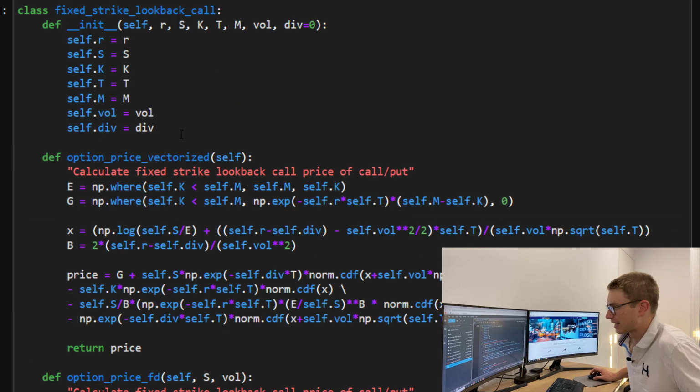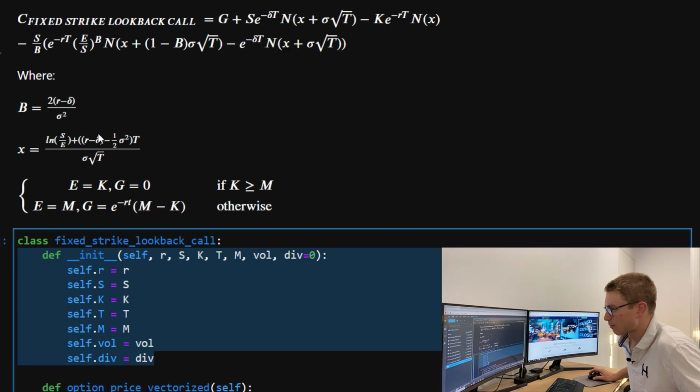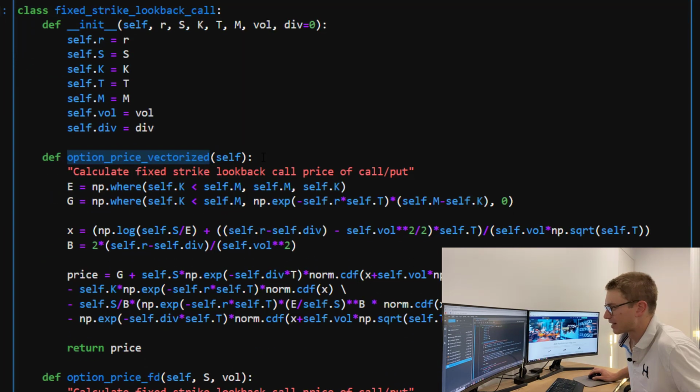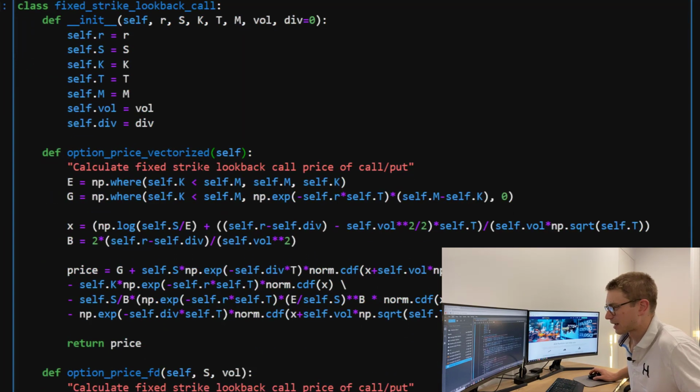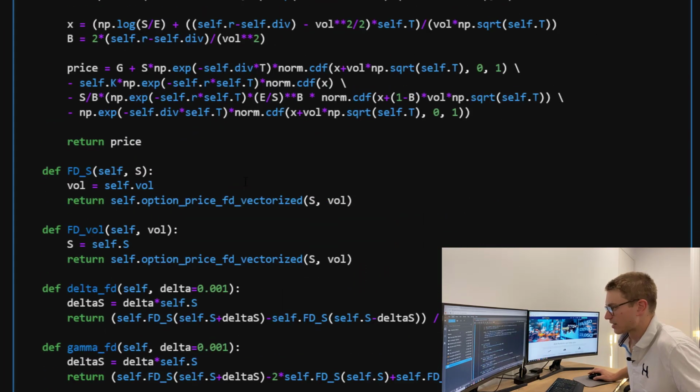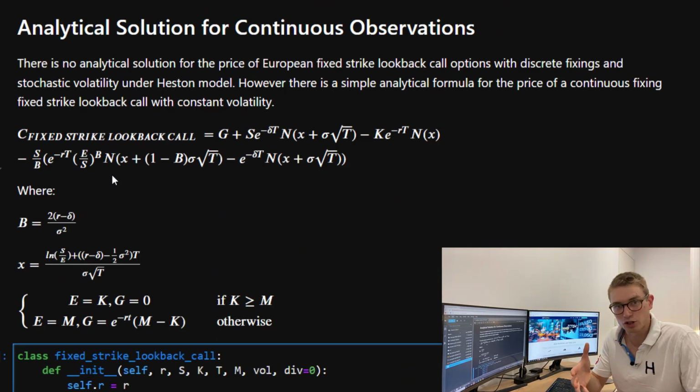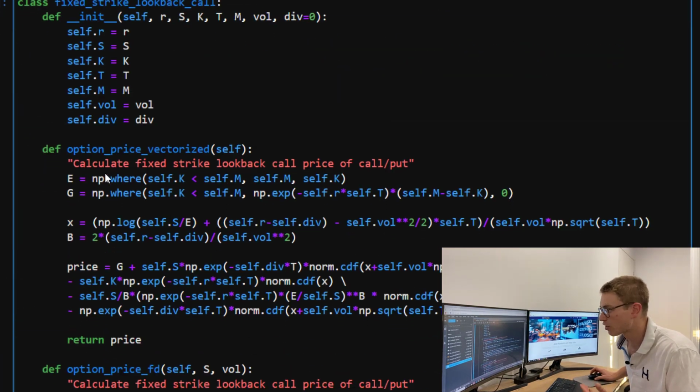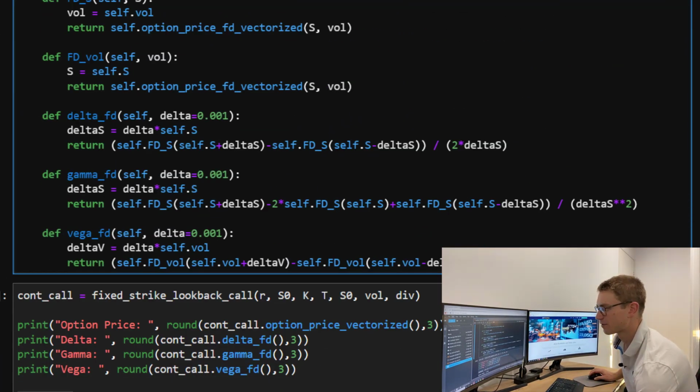But essentially, I've created a class where we initialize the parameters, and then we can calculate the option price. And I do have a vectorized calculation as well as a non-vectorized solution. So essentially, when you have an analytical solution, of course, you can just differentiate these equations with respect to the variable of interest, your sensitivities. However, this takes time, and it can often be easier to just implement finite difference methods within your Monte Carlo simulation to be able to calculate your sensitivities. So that's what I've done here. We have finite difference calculations to be able to determine the delta, the gamma, and then the vega.